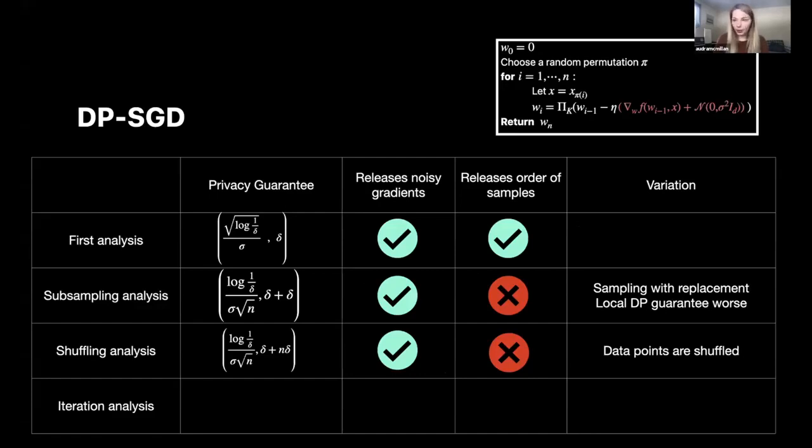We can release the noisy gradients, that's fine. We still can't release the order of the samples. So we have to implement this shuffler, which is a little bit of a computationally hard thing to do. It's extra architecture for your system, but it really can be worth it for the square root. We've also gained something big over subsampling.